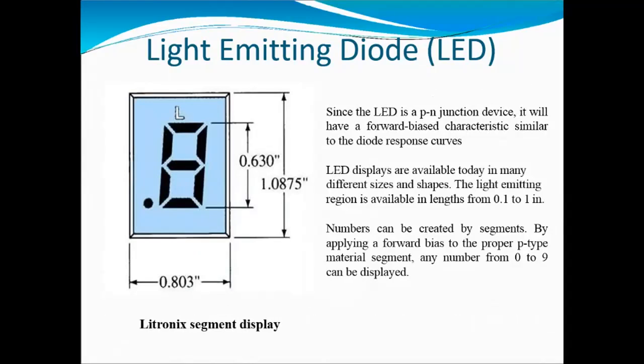LED displays are available today in many different sizes and shapes. The light emitting diode is available in lengths from 0.1 to 1 inches. Numbers can be created by segments by applying a forward bias to the proper P-type material segment. Any number from 0 to 9 can be displayed.